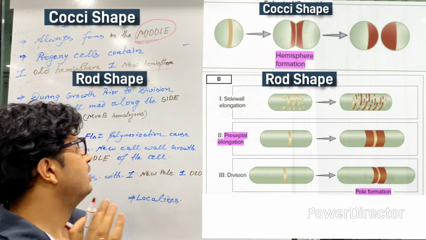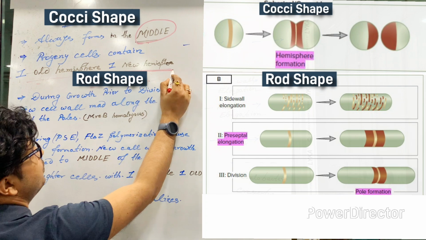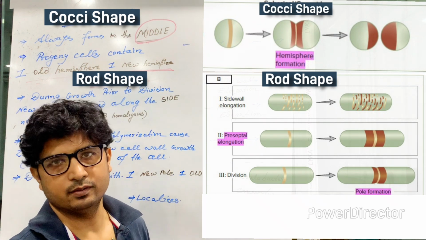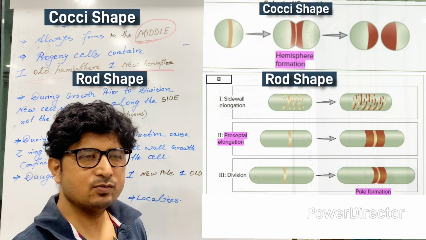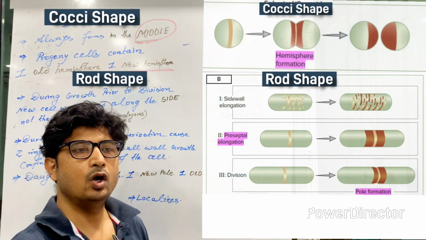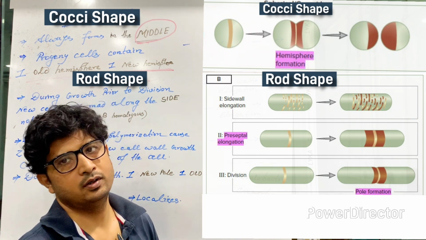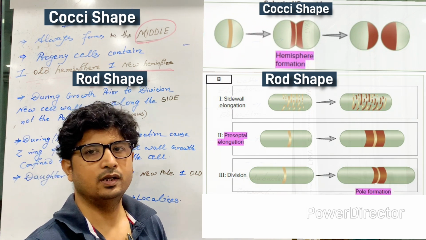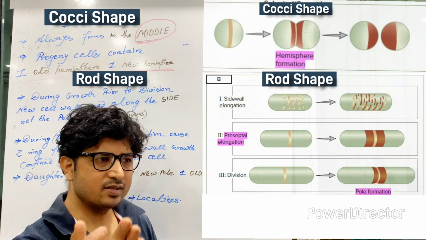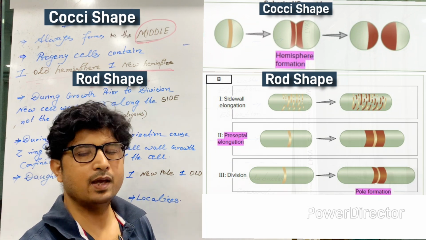Now these old and new hemispheres will always be constant during the cocci division. That is why a cocci or sphere shaped bacteria, when it divides, will always be in cocci shape with one old and one new hemisphere. You understand the hemisphere? That is the two. You cannot say pole here because it is a circular thing. So I have told you hemisphere.